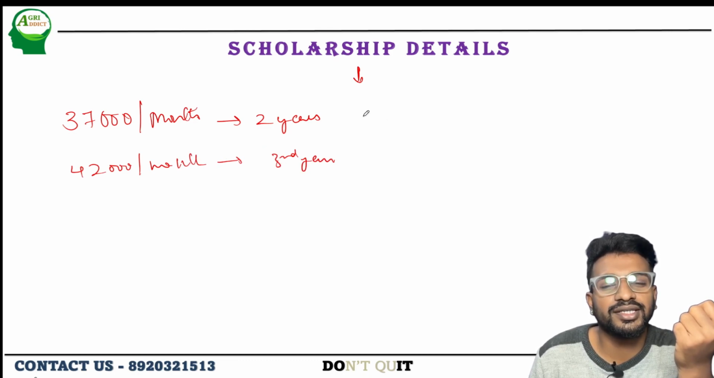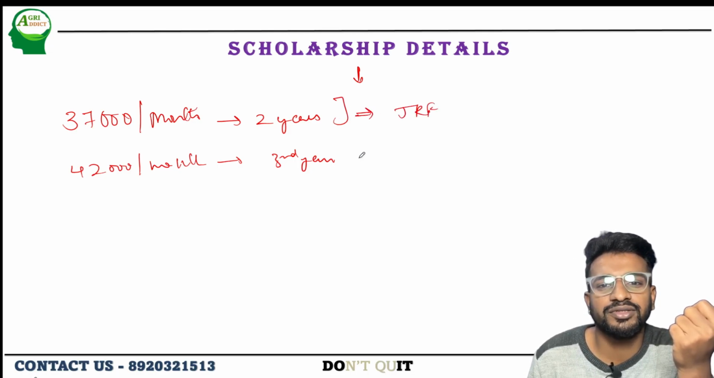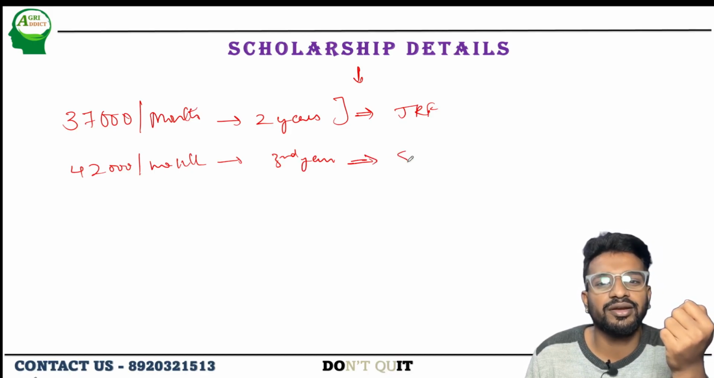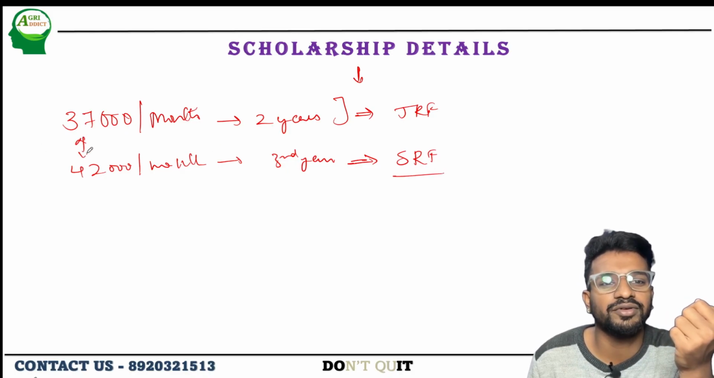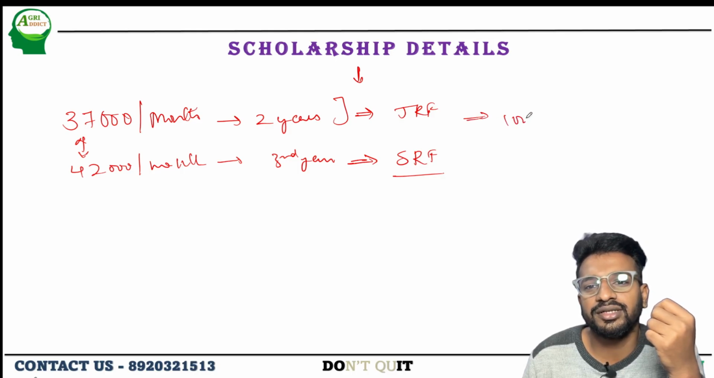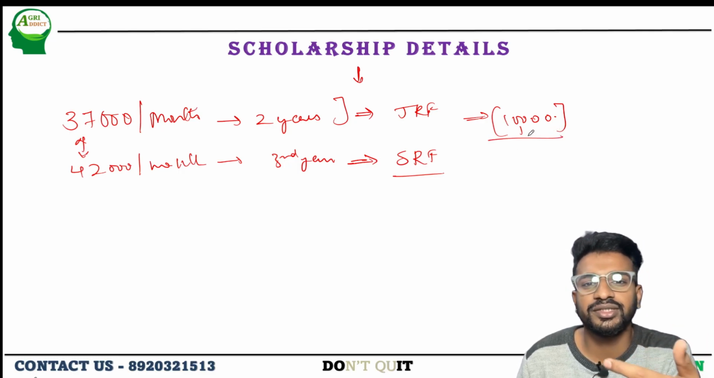So this is what JRF and SRF mean. For the initial 2 years, you will be awarded the JRF, that is Junior Research Fellowship, and in the third year you will be awarded the SRF, Senior Research Fellowship. That is why there is a hike in the fellowship amount. Along with this, per year you will get 10,000 for contingency, which you can claim for your travel, purchase of books, and printing of materials related to the subject.